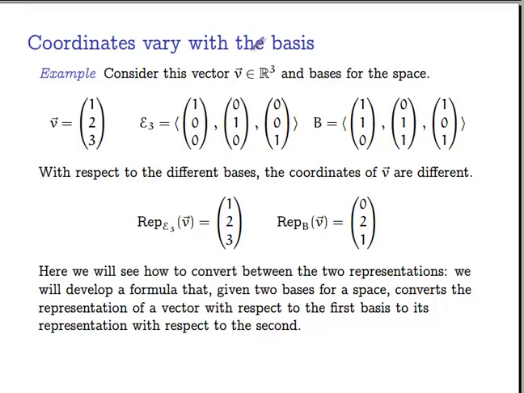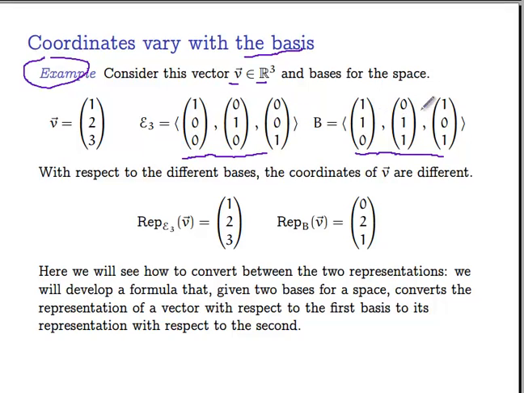Now, coordinates vary with the basis. This is the point that I just made, and let's nail this point down with an example. So let's consider the vector v in three-dimensional space. So we'll start with the vector 1, 2, 3 with respect to the standard basis and with respect to this other non-standard basis. With respect to the standard basis, the coordinates of this vector are simply the components of the vector. This is the same as 1 times E1 plus 2 times E2 plus 3 times E3.